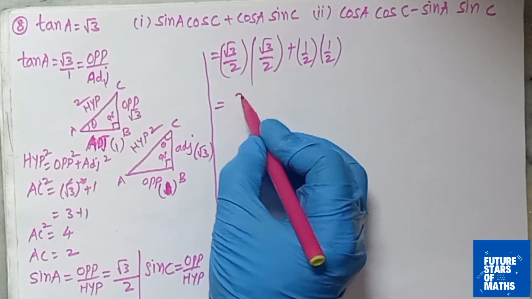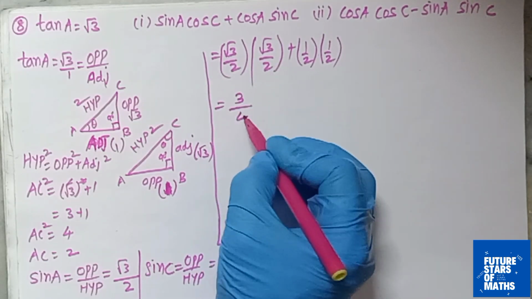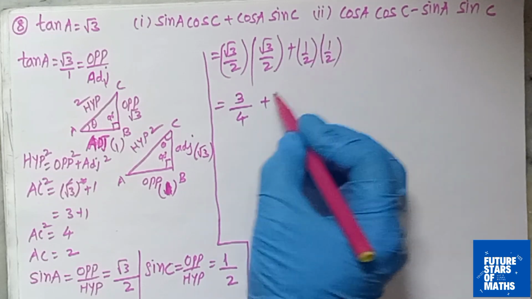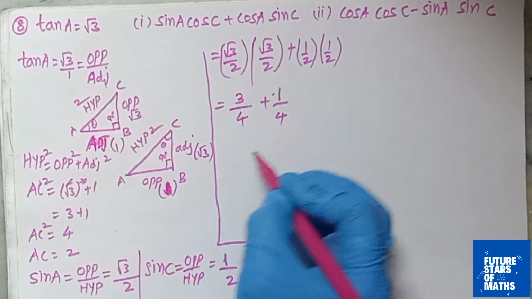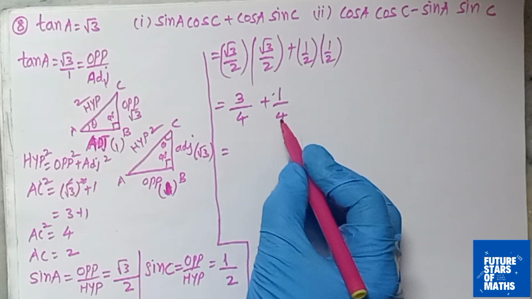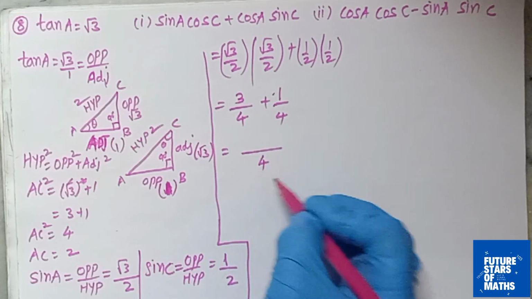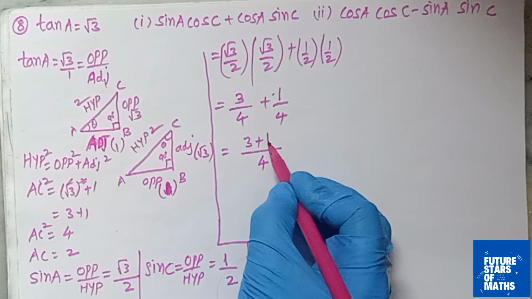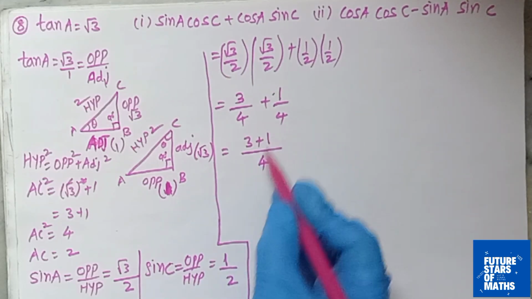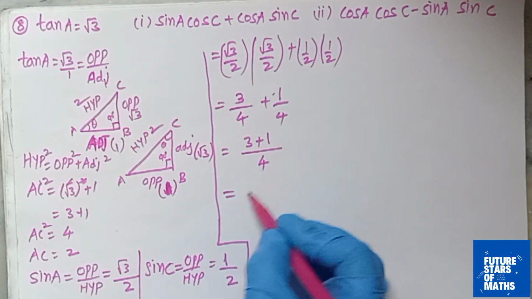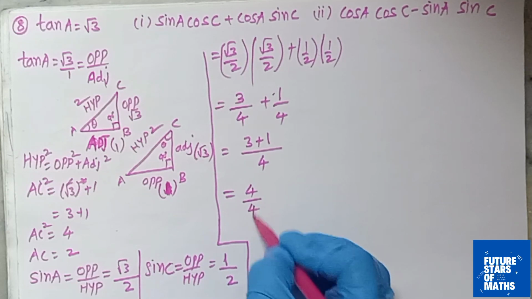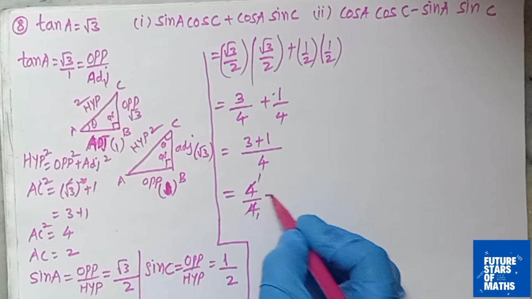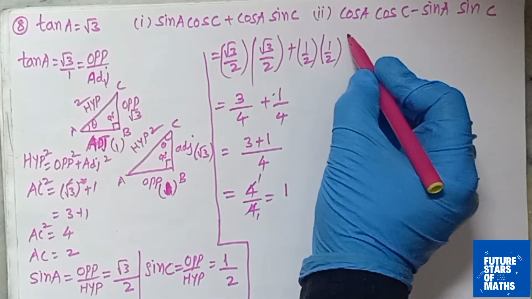Root 3 into root 3 is 3, by 2 2s are 4. Plus 1 1s are 1, by 2 2s are 4. Now we got like fractions, so the LCM for this will be 4. In this case the numerators don't change, they will be the same since we have like fractions. 3 plus 1 is 4, 4 by 4. 4 1s are 4. So the answer is 1.